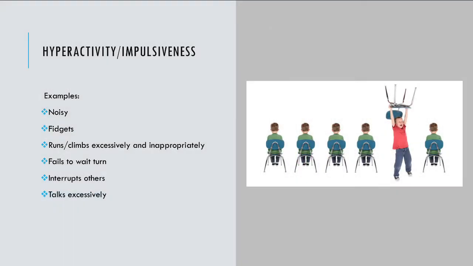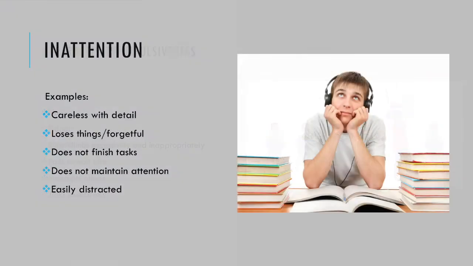Looking more closely at the symptoms per se, hyperactivity and impulsiveness. So examples of those factors would be the child is noisy, they fidget, they can run and climb excessively and at inappropriate times, they can fail to wait their turn, they interrupt others, and they can talk excessively. And so looking more closely at inattention, examples include careless with detail, they lose things or are forgetful, they do not finish tasks, and they do not maintain attention, and they can be easily distracted.